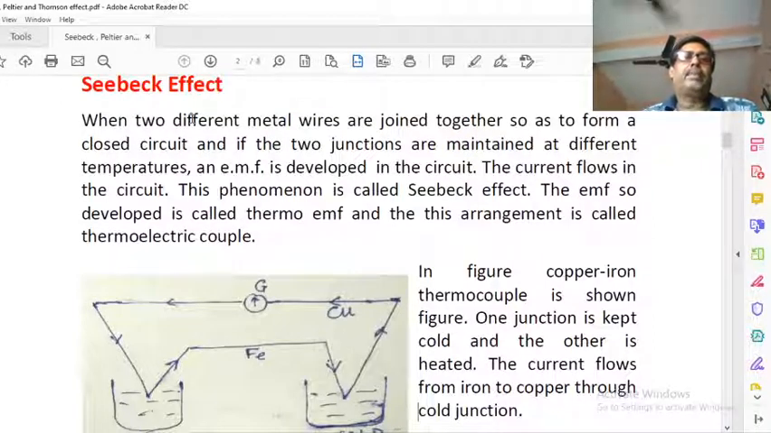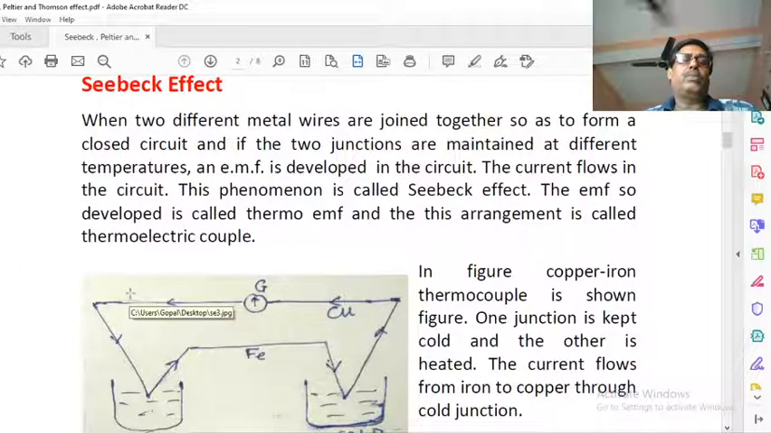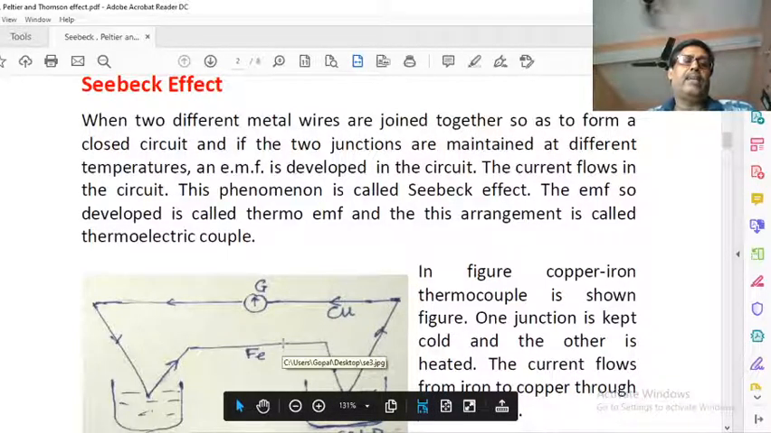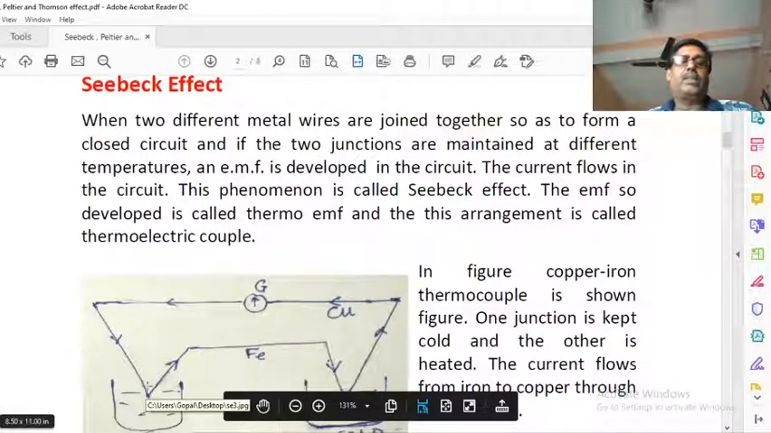Seebeck found from experiment that when we take two wires of different material, different metal, suppose one is of copper and the other is of iron, and these two wires are joined at ends so that two junctions are formed.